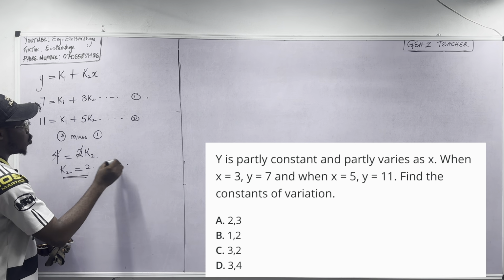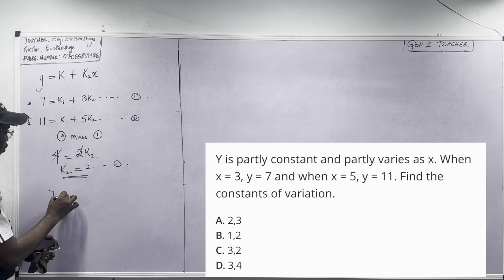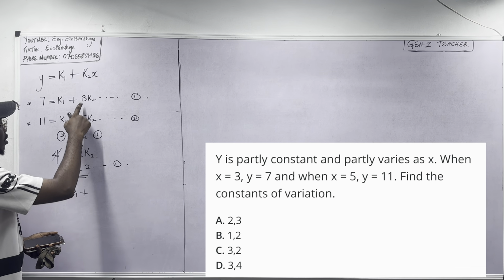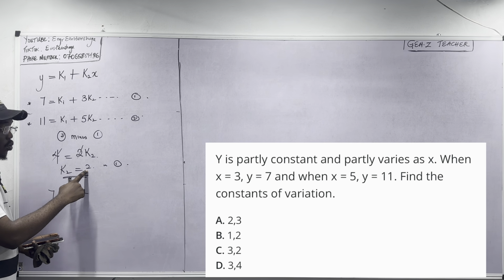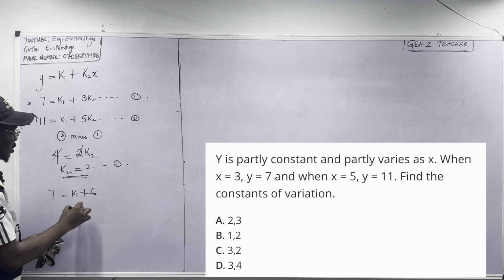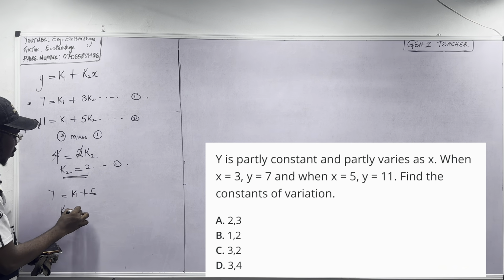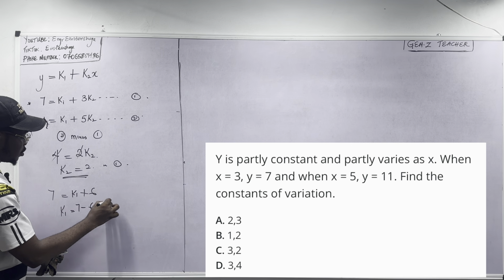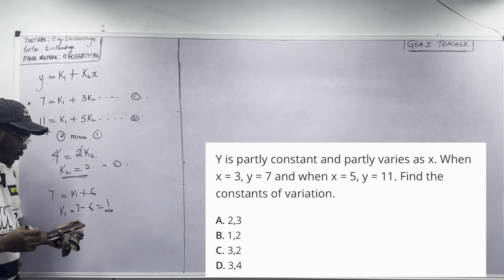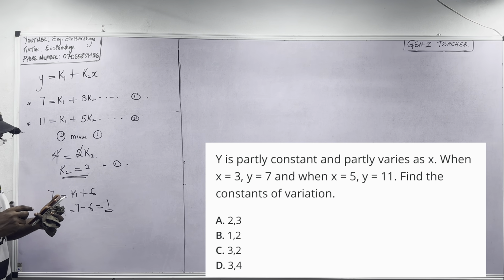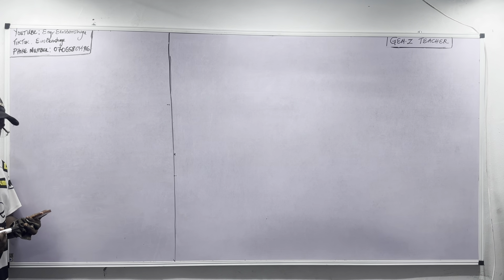Now if k2 is 2, we can find k1 by plugging the value of k2 into equation 1. So in equation 1, you're going to have 7 equals k1 plus 3 times k2. What's k2? 2. So 3 times 2 equals 6. So we have k1 equals 7 minus 6, and that should give you 1. So k1 is 1 and k2 is 2. Okay guys, question number 12.